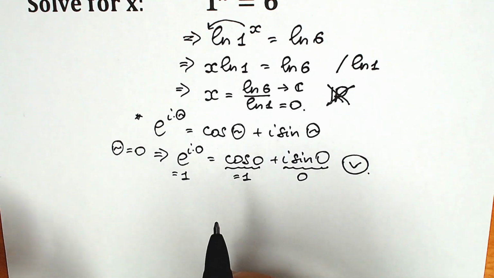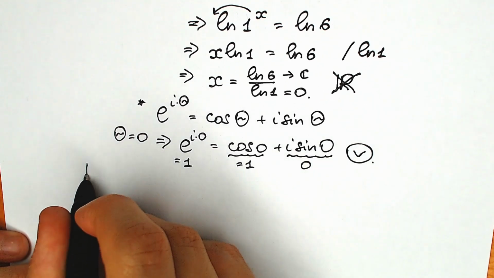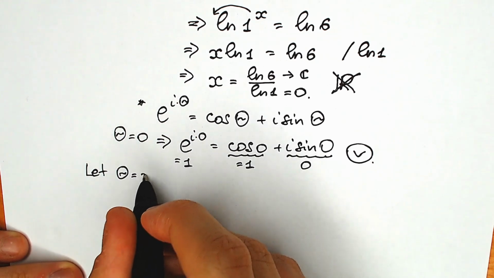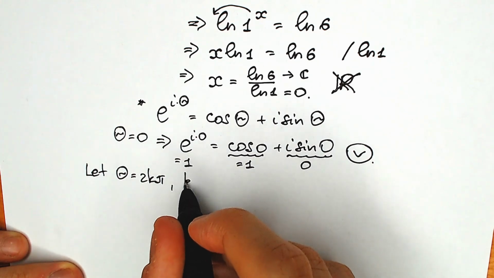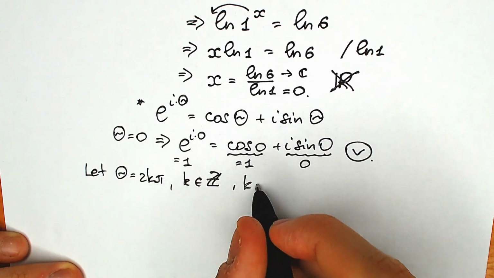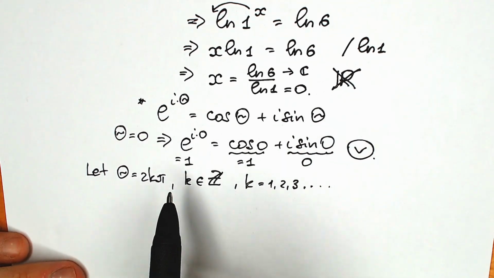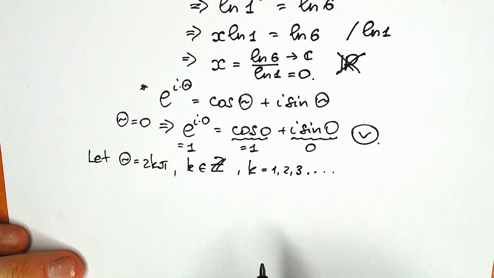But what I'm gonna do right now is make a quick substitution. Let our theta equal to 2k pi. I'm talking about integer k. So k is from the integers, equal to 1, 2, 3. So this is my substitution, and let's see what will happen when I plug in this 2k pi instead of theta.